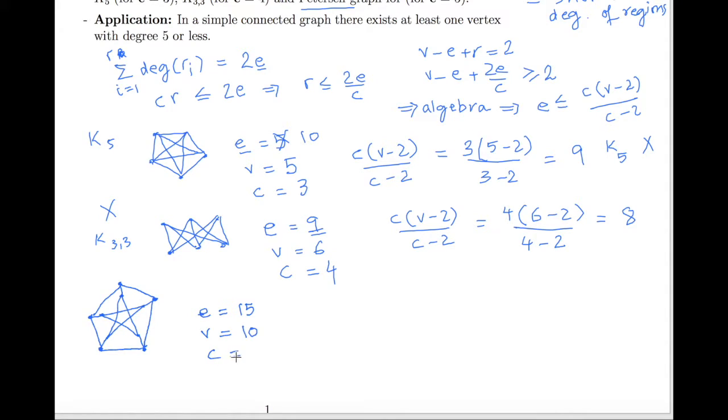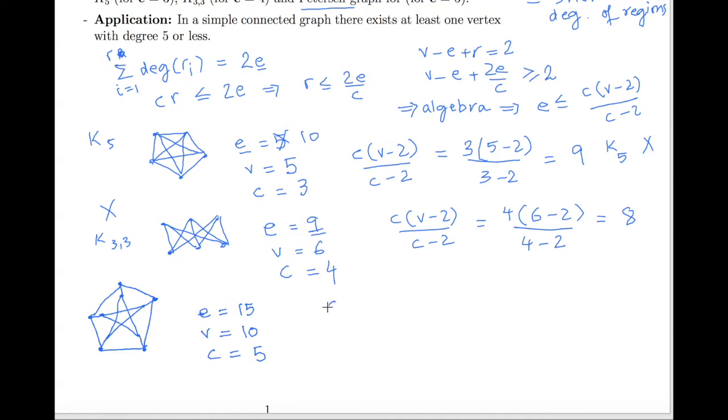What is C here? Do I see a triangle? No, I don't see a triangle. I do have a pentagon here, so it is 5 or less. So do I see anything for 4? So 1, 2, 3, no. So 1, 2, so this is an inspection part here. So 1, 2, 3. So you can see that C is 5 here.